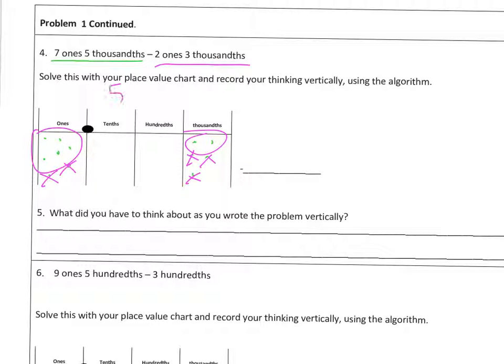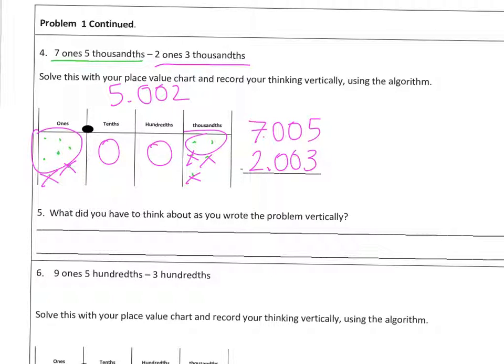So 5.002. Remember, we put those zeros in there because there's 0/10ths and 0/100ths. So let's check it solving vertically just like we normally would with subtraction. So 7 and 5/1000 minus 2 and 3/1000. 5 minus 3 is 2. 0 minus 0, 0. 0 minus 0 is still 0. Make sure we move that decimal down. And 7 minus 2 is 5.